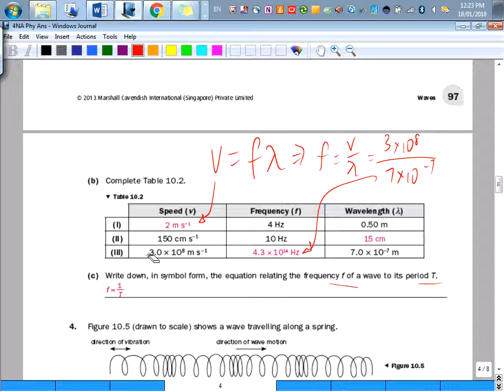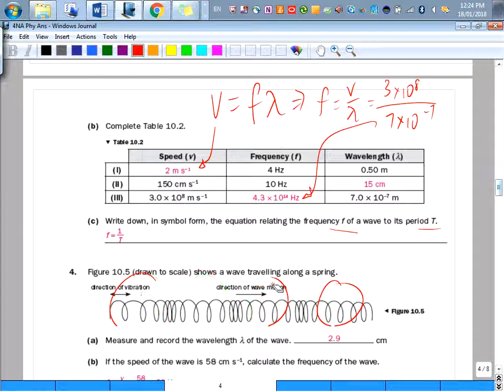Question 4. This is a figure that is drawn to scale. It's a wave traveling along a spring. So like my demonstration to you the last time, you see regular intervals. If you were to describe it, this part over here, they are the compressions, right? Compressions. And then the parts that are expanded, like over here, they are called the rarefactions. Okay? They occur at regular intervals.